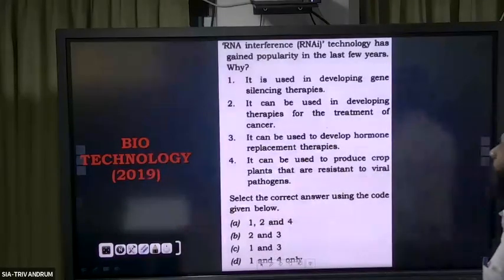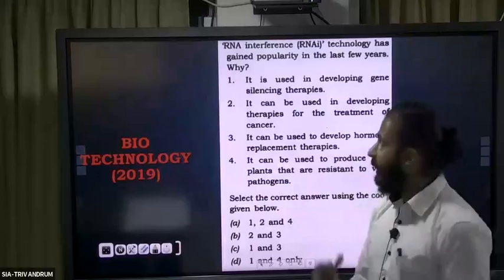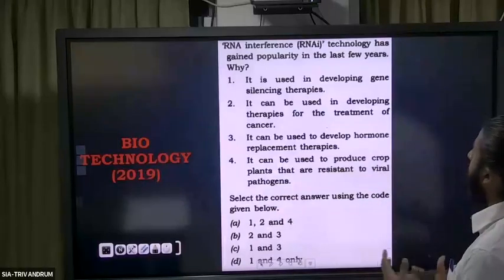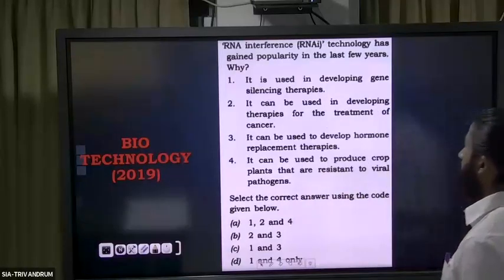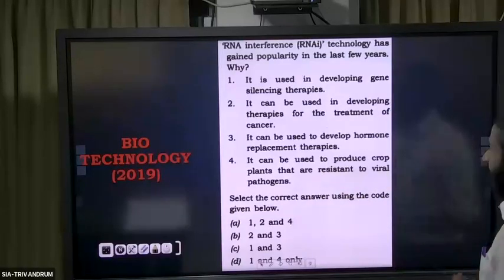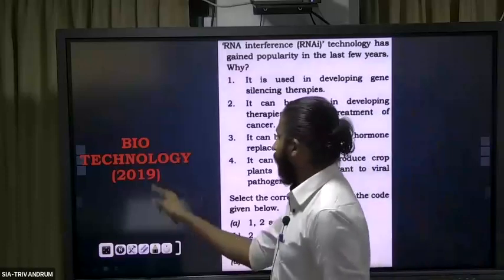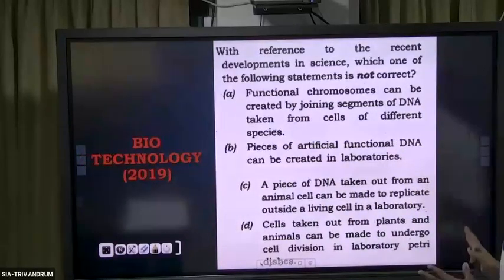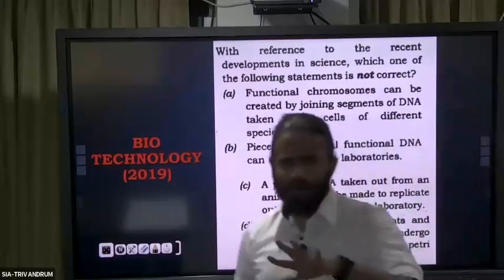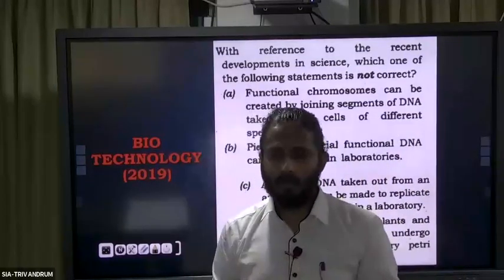Then 2019, RNA interference. So RNA interference and why it has gained popularity. Go through the terms in this question. Gene silencing, right? Gene silencing, gene therapy, etc. Again, I'm not going through the answers. I just want to emphasize which of the following is not correct. Again, with this question, I just want to give some knack of solving some science and technology questions.